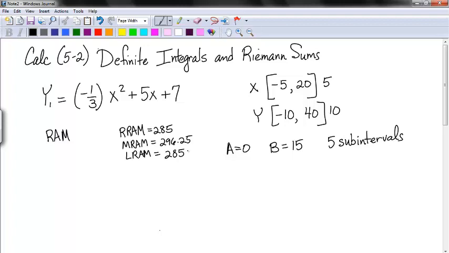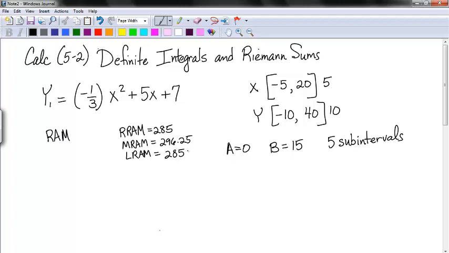Okay. Now, I want you to watch on my calculator. I'm going to run a different program. Okay? Same equation, same window, same A, B, and subintervals. Different program. I'm going to run the program on mine called area. Okay, the A is 0, the B is 15, and 5 subintervals. Not only does this one figure the answers, it draws the picture.